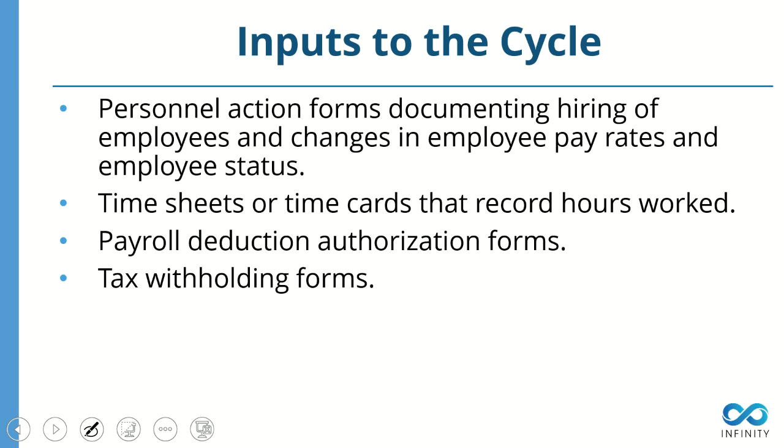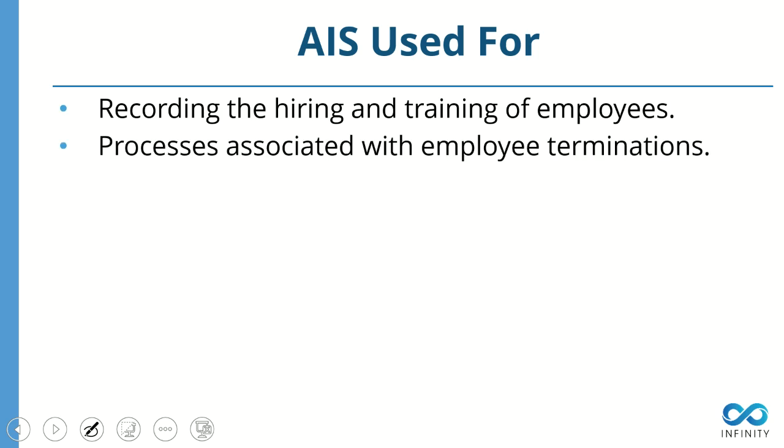So what are the inputs you have to give to the AIS? You can see here personal action forms documenting hiring of employees and changes in employee pay rates, employee status, all the information. If there is any change in the pay rate of the employee and how many hours he worked. Is there any payroll deduction that needs to be done? Is there any tax deduction or tax withholding forms? All these we have to input into the cycle.